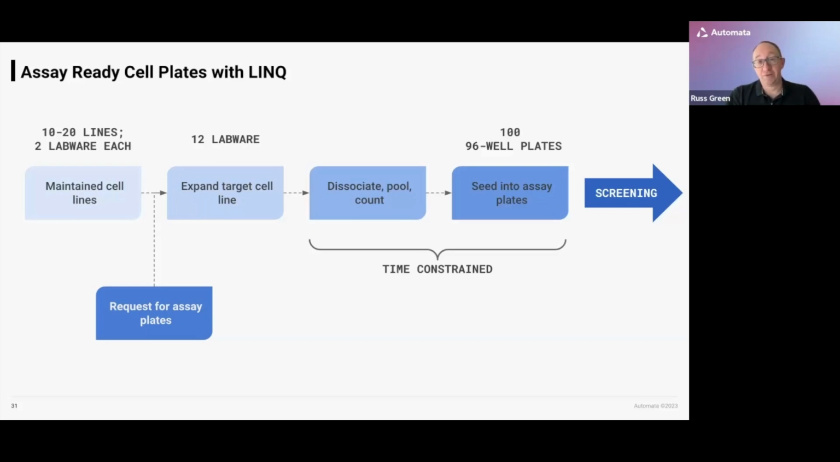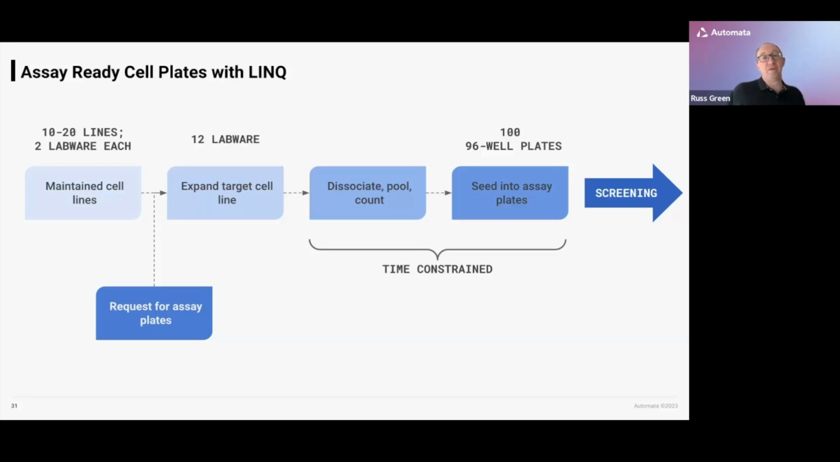Once we have enough cells, we then have to dissociate those cells, pool them, count them, and then seed them at the right density into all of those plates. And this bit of the process is the tricky bit, because this is where we become time constrained. As soon as we dissociate those cells, their health may start deteriorating. We want to get them back into a nice environment, those 96-well plates, to start recovering.